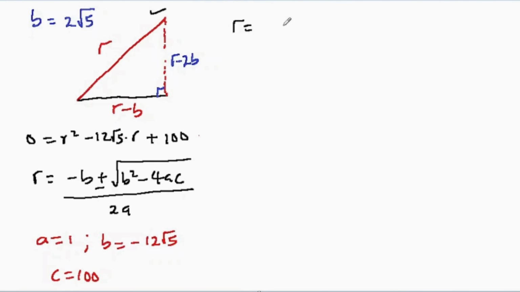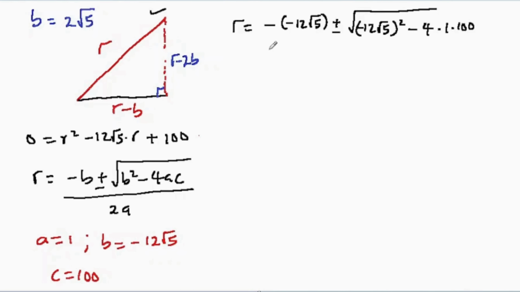r equals negative b, and our b is negative 12 root 5, so negative negative 12 root 5, plus or minus the square root of b squared, negative 12 root 5 squared, negative 4 multiplied by a, which is 1, multiplied by c, which is 100, everything divided by 2a, and a is 1, so 2 multiplied by 1. Negative times negative will be positive, and so we're going to have 12 root 5 here.